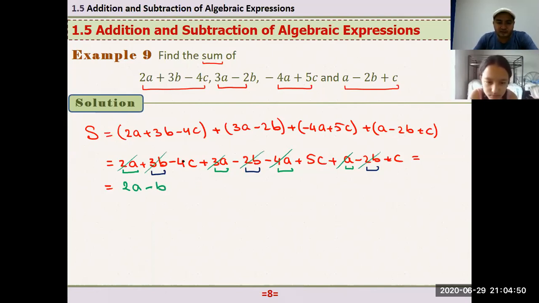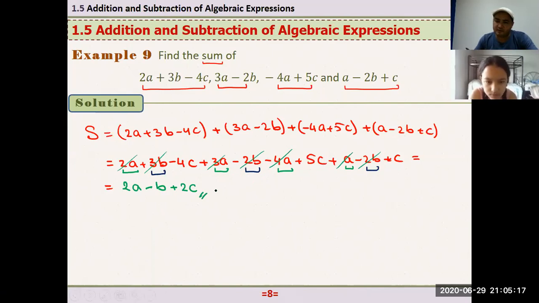Now, what is left here? c. Here we have c, negative 4c, plus 5c. It is just c, right? And c plus c, it is 2c. Done. Right? It's so simple, but you just need to understand what we mean by sum. And these like terms, how to simplify, we have already studied. Here the main challenge is, can you do this fast?